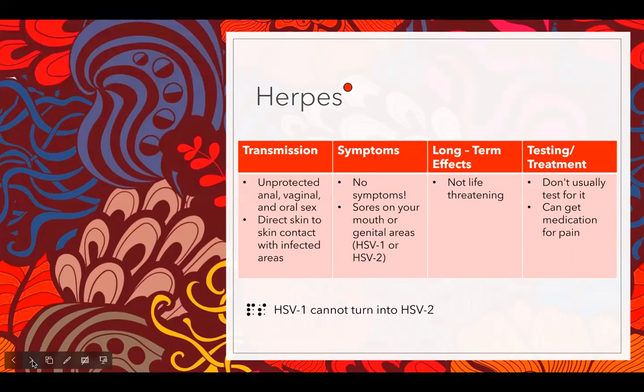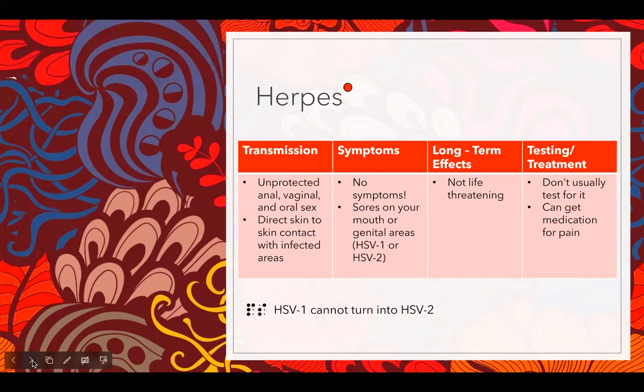So, there's two types of herpes. There's herpes simplex type 1, which is oral herpes, and then there is herpes simplex type 2, which is genital herpes. Both virus types can be transmitted through unprotected anal, vaginal, and oral sex, and also direct skin to skin contact with infected areas. So if somebody has an outbreak and you have skin to skin contact with that part of their skin, you can get that virus type. Okay. That is the reason why 90% of people in the US have it, because it's so easily transmittable.